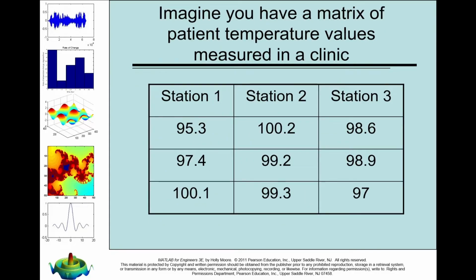Okay, so imagine that you have a matrix of patient temperature values measured in a clinic. Okay, so these are the table of data. So the column represent the number of the station where the temperature was taken. So kita ada 1, 2, 3 column here. So it represents the number of the station where the temperature was taken. Okay, and then dalam ni semua adalah temperature values lah.